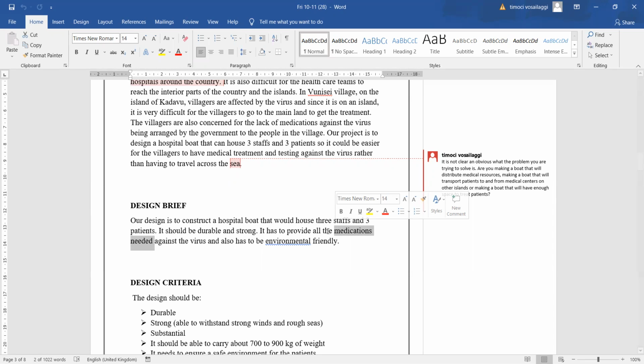Are you getting what I mean when I'm saying I'm not quite sure what's the problem here? I know COVID-19 is the problem, the general problem, but what is it that your design is trying to solve? Is it trying to solve distribution? Is it trying to solve the transfer of patients, or is it trying to solve the treatment? Is it trying to introduce more treatment areas, more treatment facilities?